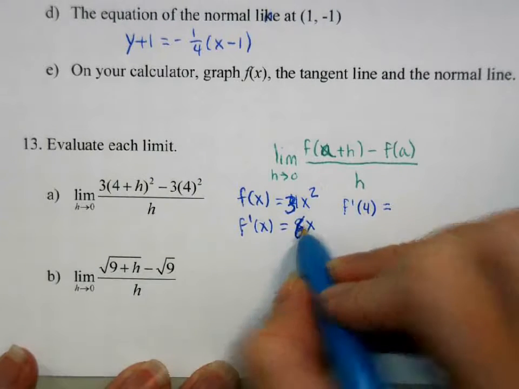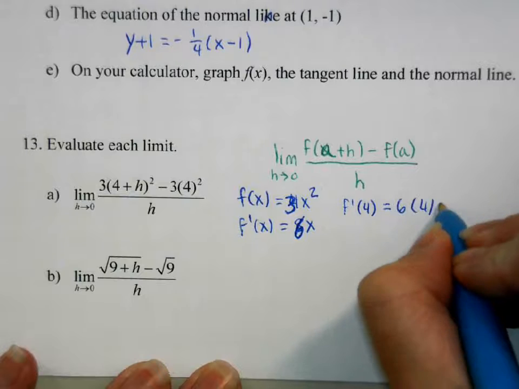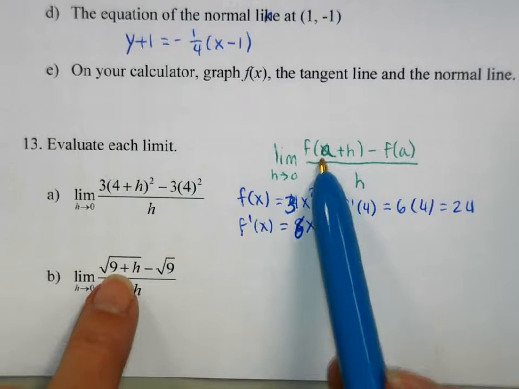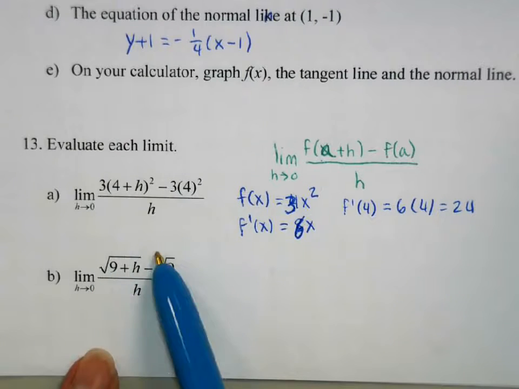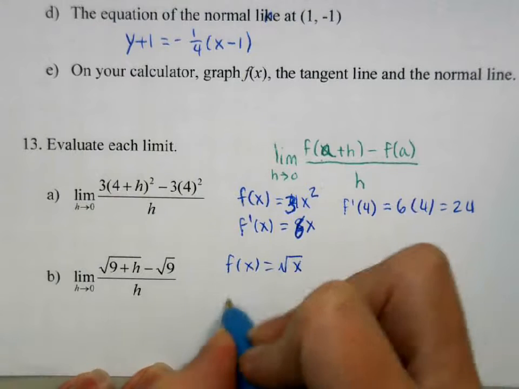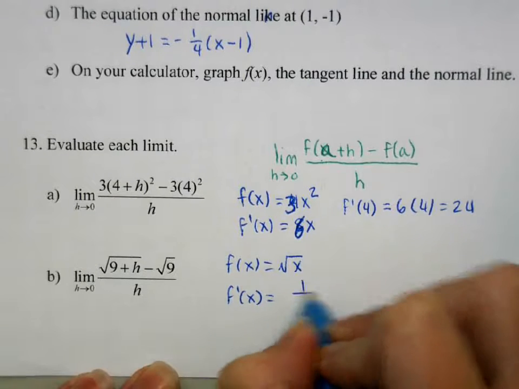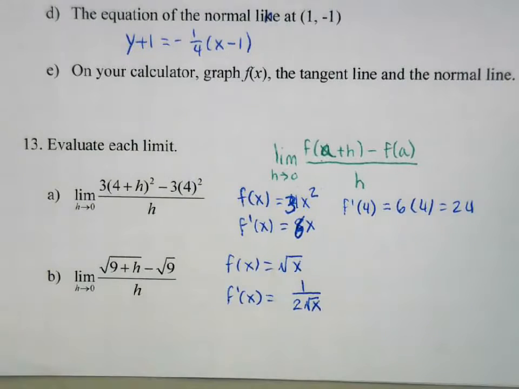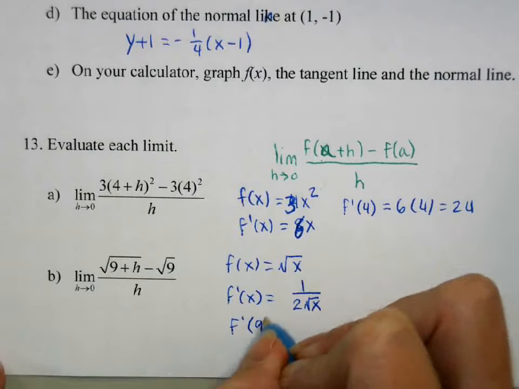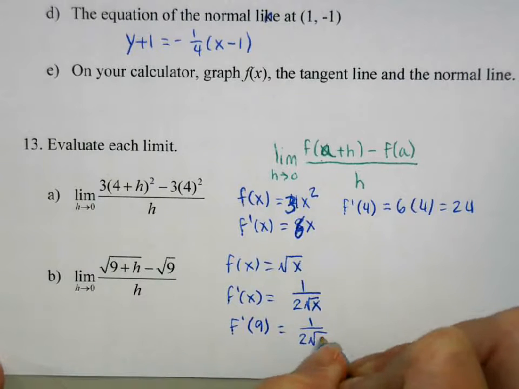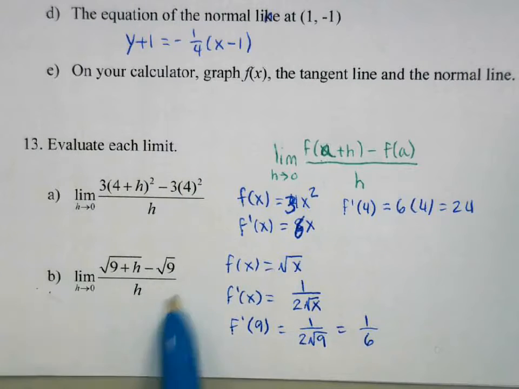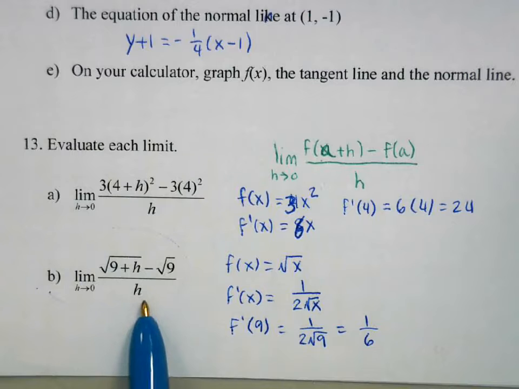Here, our a is going to be 9. The function is just the square root of x. So f prime of x is 1 over 2 root x from our previous example. So f prime of 9 is going to be 1 over 2 root 9, which will be 1/6. So you do need to be able to recognize that this is asking for a derivative. This is the definition of a derivative with the specific information. So that is the power rule.